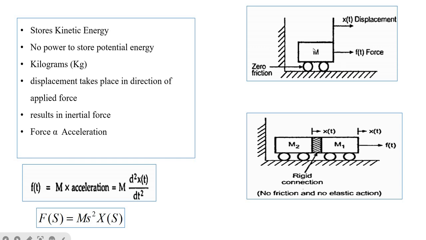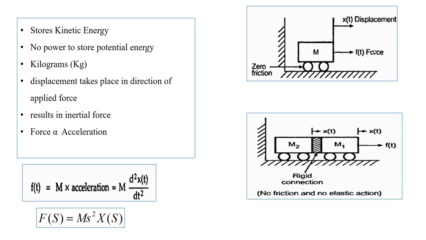Now consider this figure. In this figure you have a mass M, and it has zero friction. It is indicated that it has zero friction by these two rollers, and you are applying a force F of t. Because of this force F of t, there will be a displacement x of t. You can see the direction of the displacement is in the direction of the force. So always the direction of the displacement will be in the direction of the applied force.